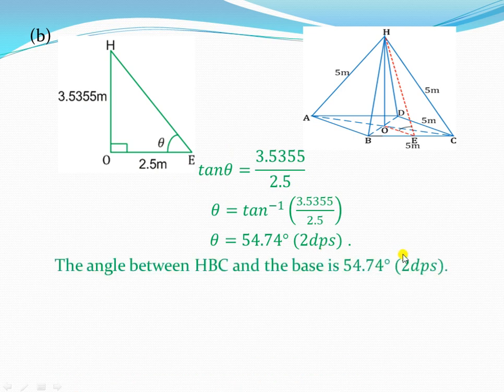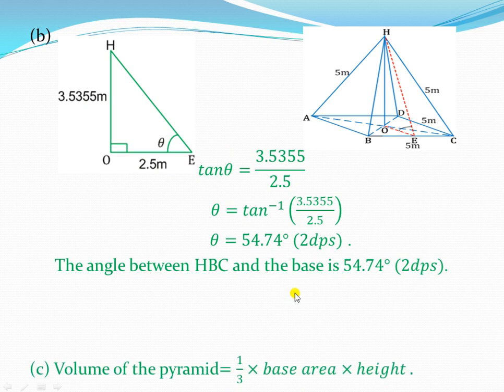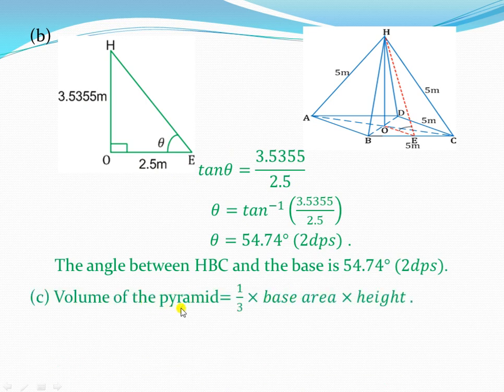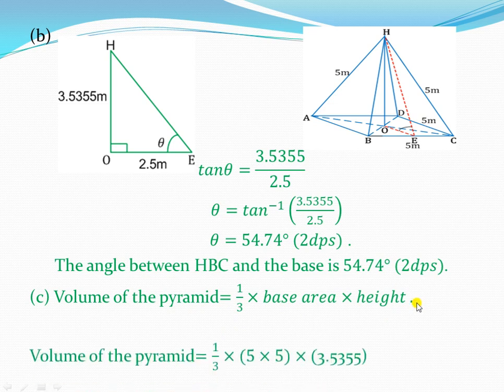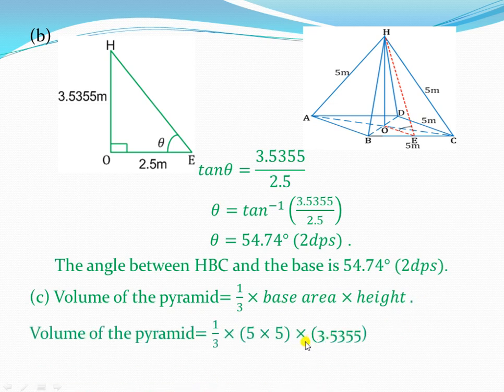Then the next question was asking us to get the volume of the pyramid. Like we said earlier in the first tutorial, the volume of a pyramid is given by a third base area times height. So you get the base area, which is going to be the area of the base. If this is our base having a square base, then it is going to be 5 by 5. Then our height is the value that we found out as 3.5355. So that is what we are going to substitute here.